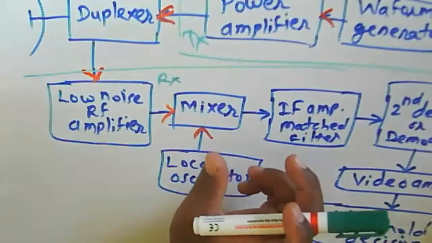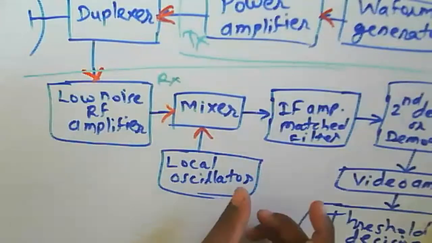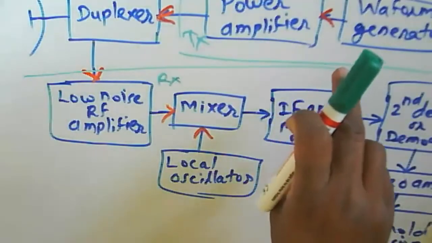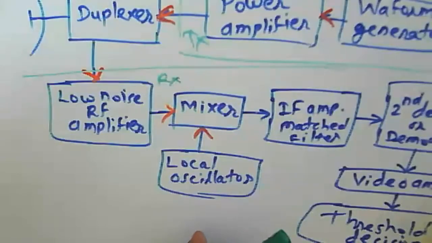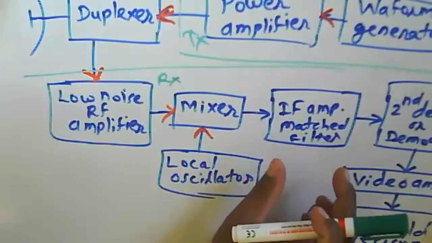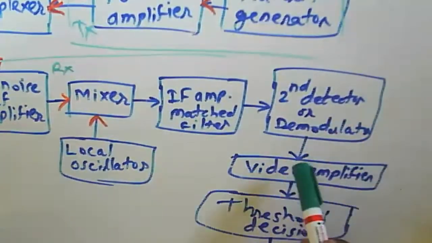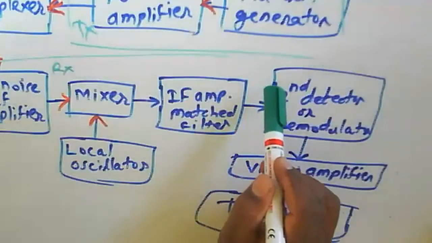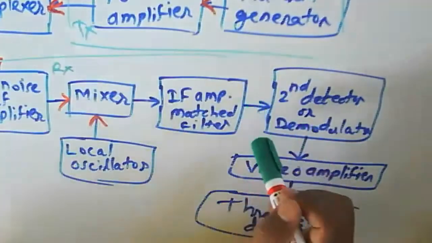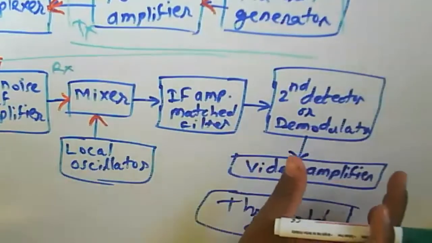For example, if my pulse width is about 1 microsecond, in that case the bandwidth required is about 1 megahertz. So this IF will work for 1 megahertz. Then the IF block, the detector block, and the amplifier. These three blocks are useful for generating the envelope, so we can say these three blocks are considered the envelope detector block.